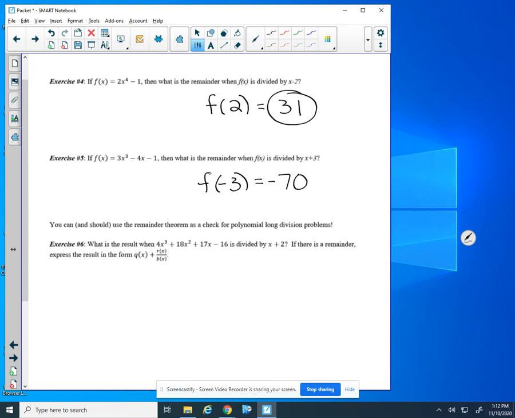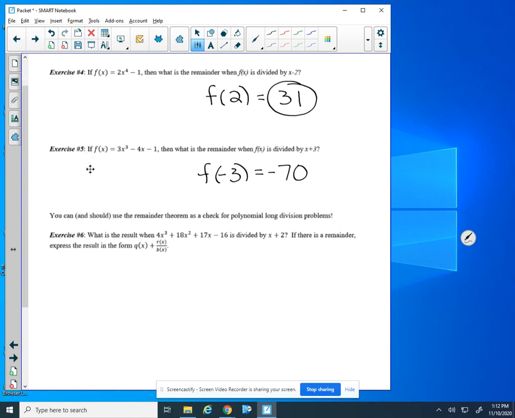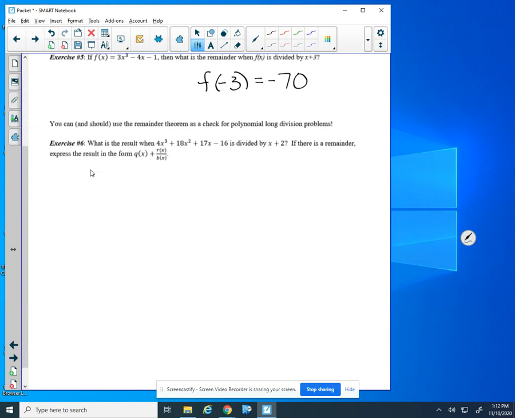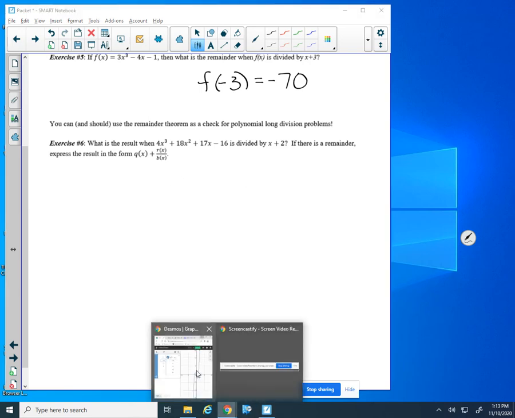So now we're going to connect this a little bit more to the polynomial long division that we were doing before. This one says, what is the result when 4x cubed plus 18x squared plus 17x minus 16 is divided by x plus 2? So I need the whole result. So the remainder theorem is not going to get me the answer. But now that I know the remainder theorem, I would always use that in the very beginning to see what I'm aiming for.